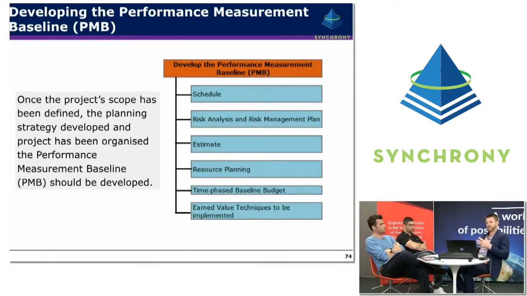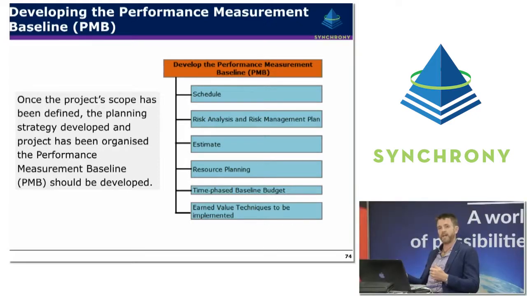There's a number of different aspects to developing that performance measurement baseline, as shown here in the knowledge areas from AACE International. So it's about creating a schedule, performing a risk analysis and developing a risk management plan so that we've allowed certain contingencies and we've got allowances. We've included mitigation steps for risks, understanding and incorporating our estimate, including detailed resource planning, considering what resources are actually available, developing a time-phased budget using a control account plan, and determining earned value techniques to be implemented.